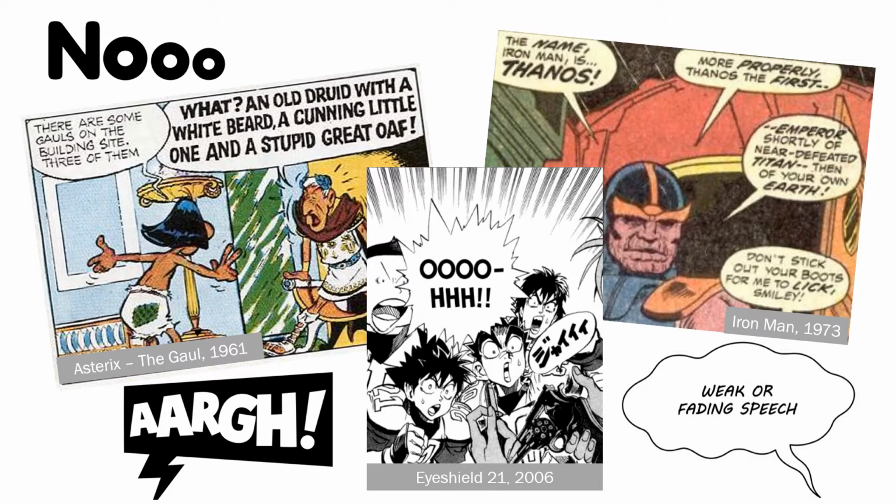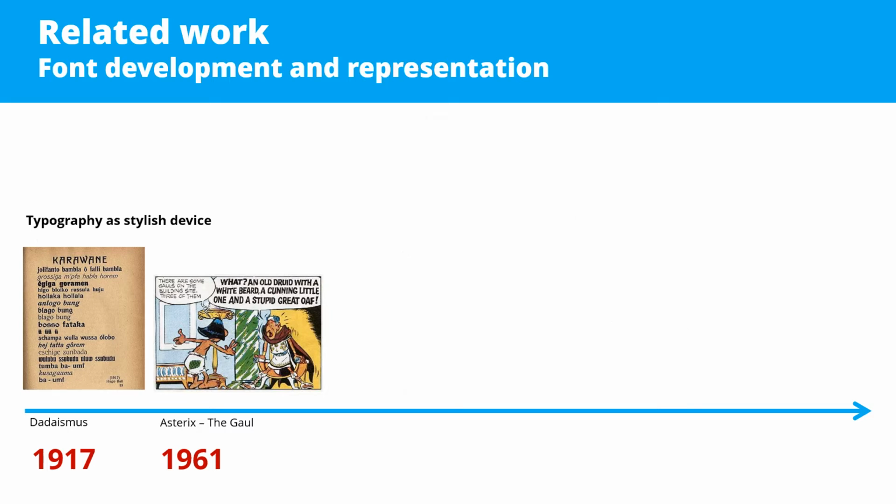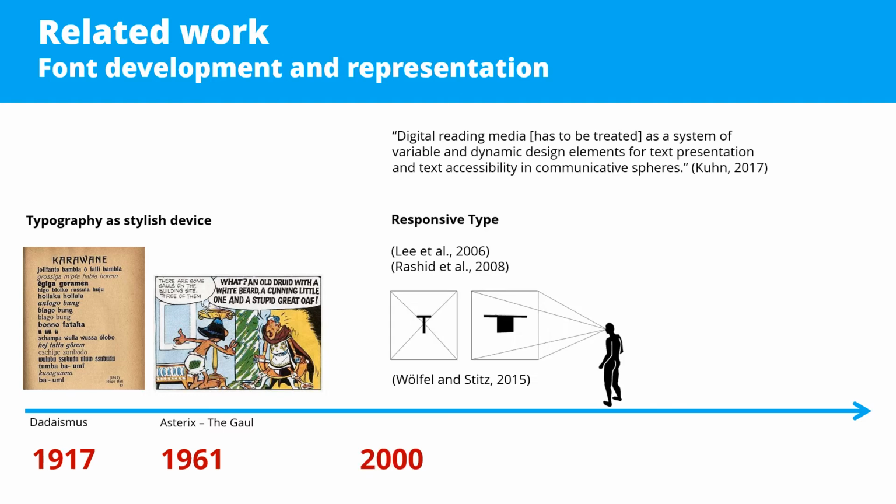Let's have a look at the font development and representation. Typography as a stylistic device has a very long tradition and is used in printed books, posters, and comics. Now we have digital reading media, and we try to fully profit from digital, going beyond typography as a stylistic device. For example, responsive type is such a novel approach, where the shape of each character is adjusted according to certain properties, such as the relative position of the reader.